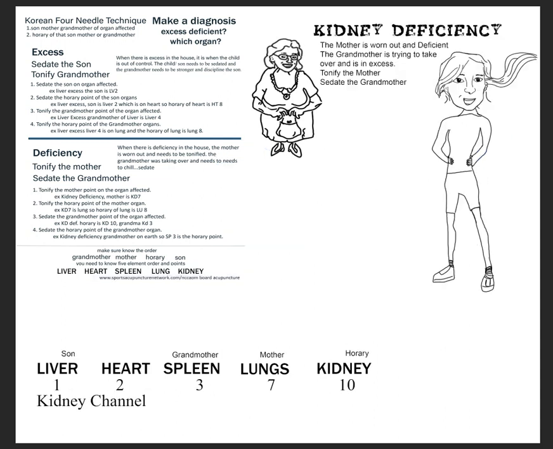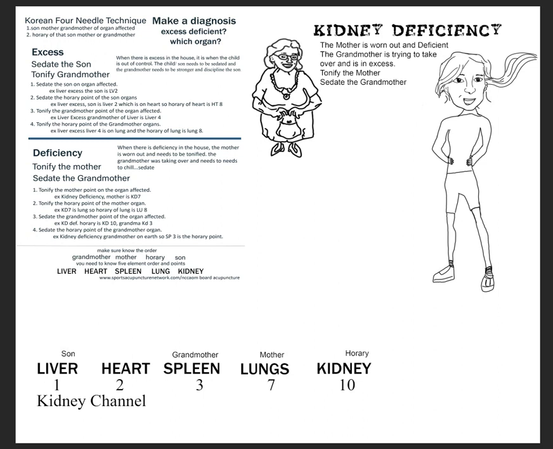Let's try one. Let's try kidney deficiency. So in a deficient, the mother is tired because she's working all day. She's deficient. And the grandmother is trying to take over in the house. So you need to tonify the mother and sedate the grandmother in a deficiency. The mother needs to be the strong one in the home, and the grandmother needs to just sit back a little bit. So she needs to be sedated and the mother needs to be tonified.